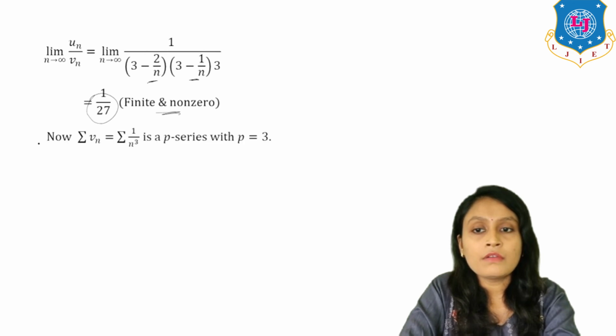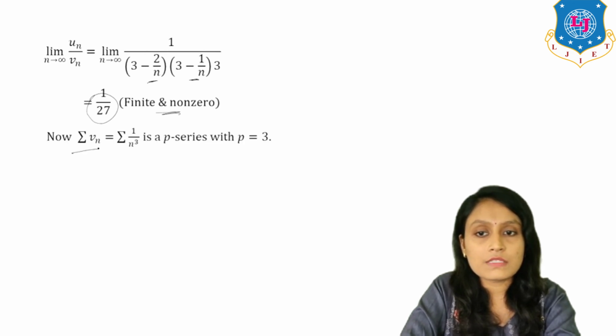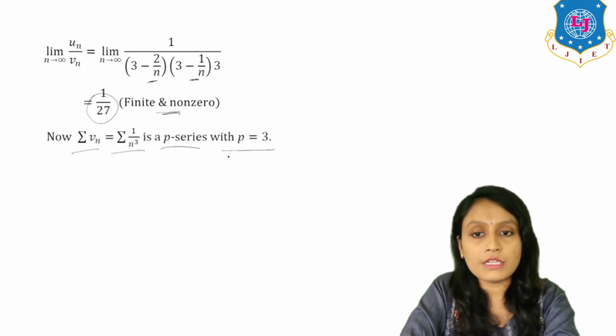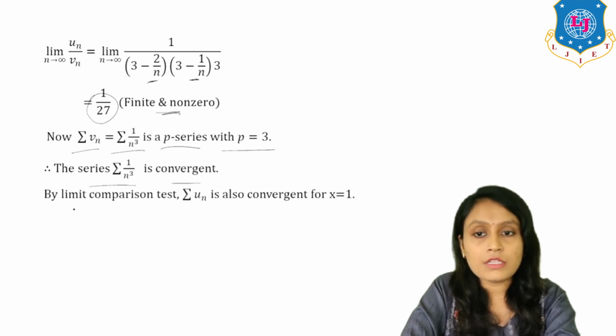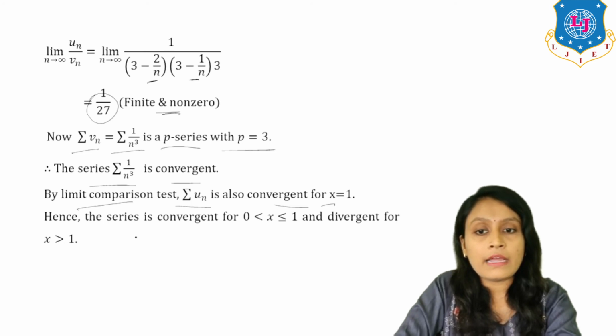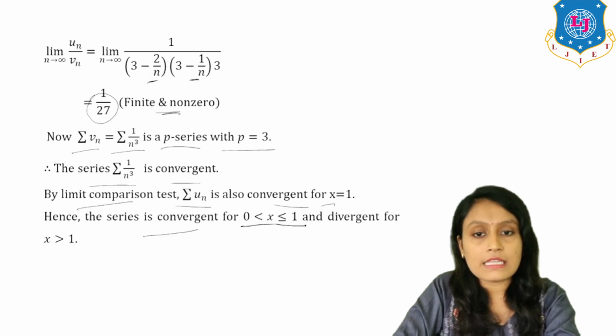Okay, now we will see vn. So the series vn, which is the series 1 upon n cube, is a p series with p equal to 3. Okay, so we can say that this series vn is convergent by the p series test. So we can say by the limit comparison test that this series un is also convergent for x equal to 1, right? So at last we can say that the series is convergent for 0 less than x less than or equal to 1, and it is divergent for x greater than 1, right?